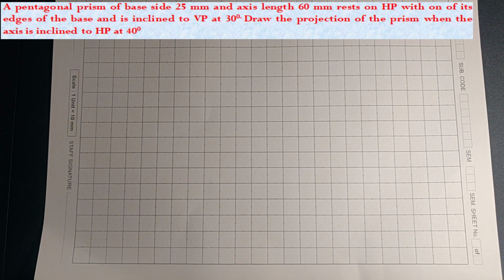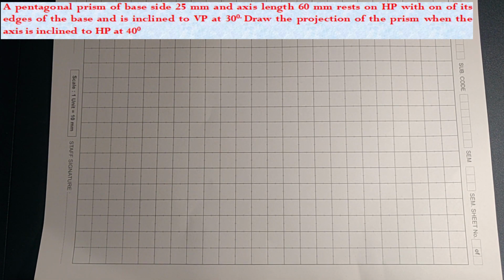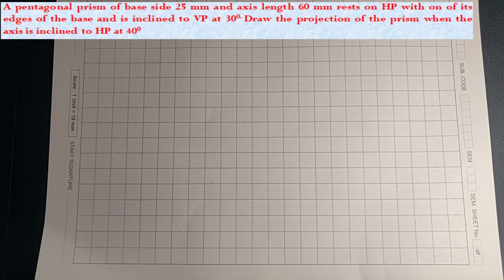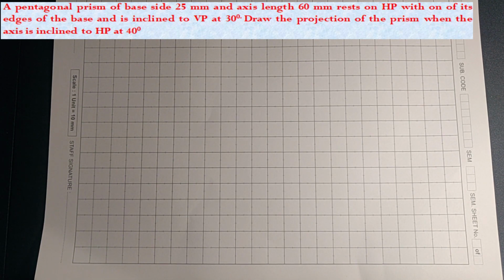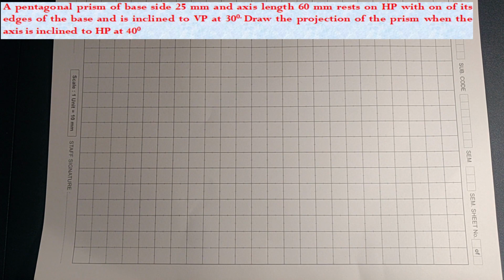It says a pentagonal prism of base side 25 mm is resting on HP with one of its edges of the base, which is inclined to VP at 30 degrees. Draw the projections of the prism when the axis is inclined to HP at 40 degrees. So now you must understand here, again we are dividing the problem into three different segments. One is edge condition or corner condition. It is clear that it is edge condition given, because it says it is resting on HP with one of its edges of the base.